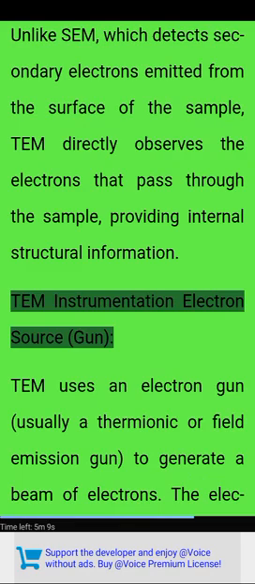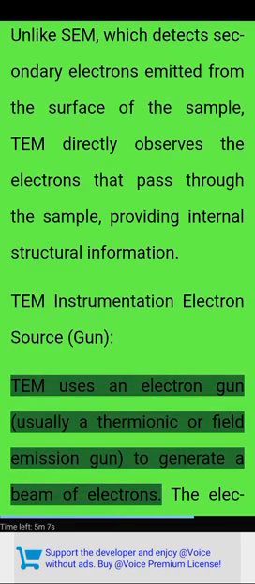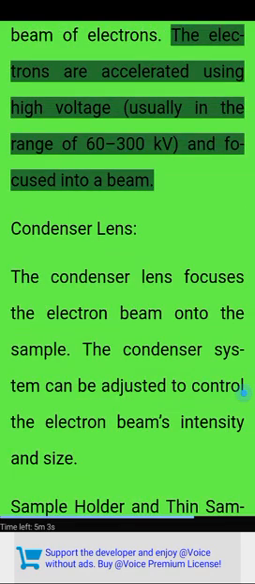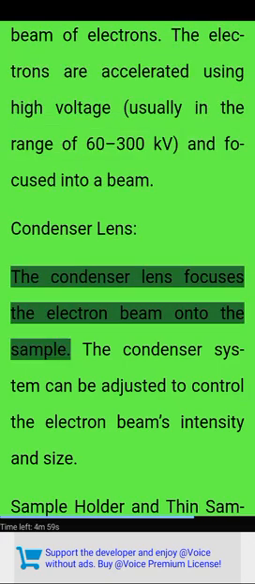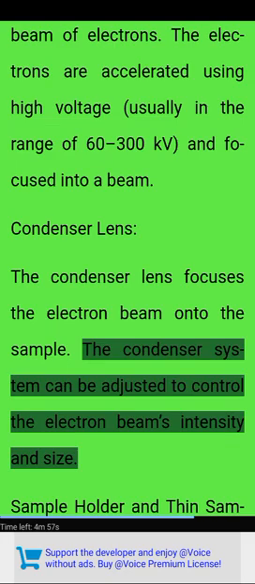TEM instrumentation. Electron source, the gun. TEM uses an electron gun, usually a thermionic or field emission gun, to generate a beam of electrons. The electrons are accelerated using high voltage, usually in the range of 60 to 300 kV, and focused into a beam. Condenser lens. The condenser lens focuses the electron beam onto the sample. The condenser system can be adjusted to control the electron beam's intensity and size.